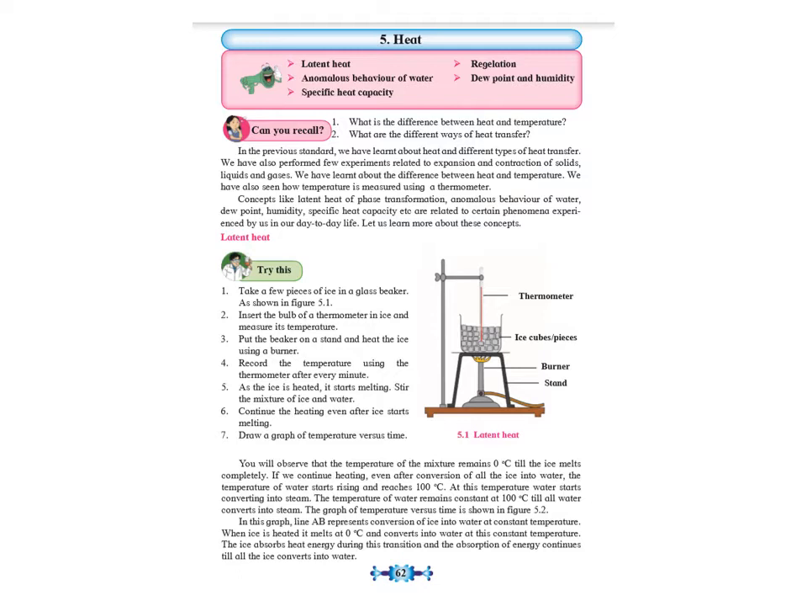So what do we see? Initially the temperature of ice we know is at 0 degrees Celsius. As you go on heating, you will observe that the temperature does not rise till all the ice pieces melt. Then after some time the temperature goes on increasing till it reaches 100 degree. At 100 degree the temperature remains constant till all the water gets converted into steam.